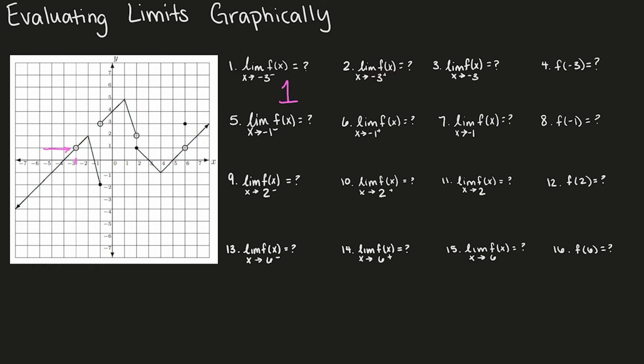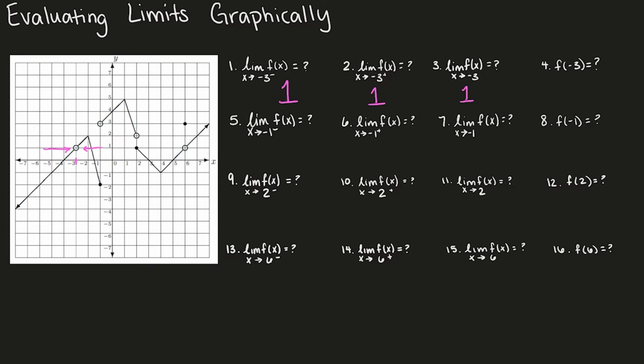Now let's look at the limit of f of x as x approaches -3 from the right. So we want to see what the value of this function is as we approach -3 from the positive side or from the right side. So as we get closer to -3, the value of our graph is again 1. Since these two values are equivalent, since they are the same value, we know that the limit as x approaches -3 of f of x is 1.